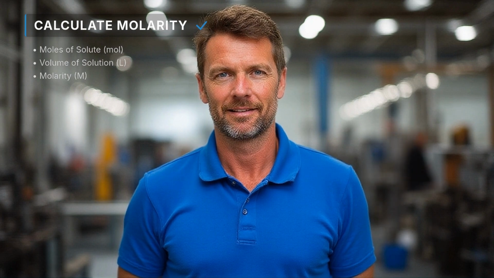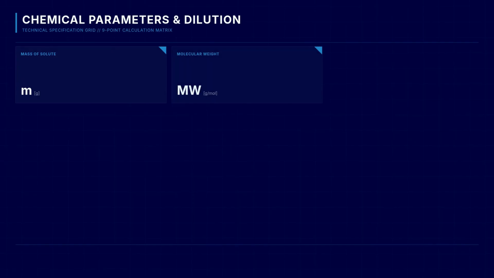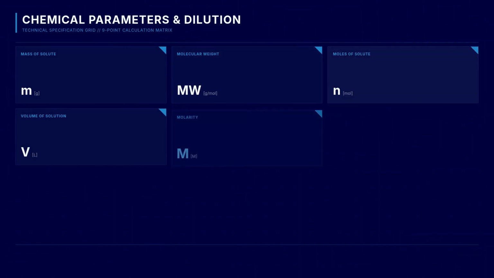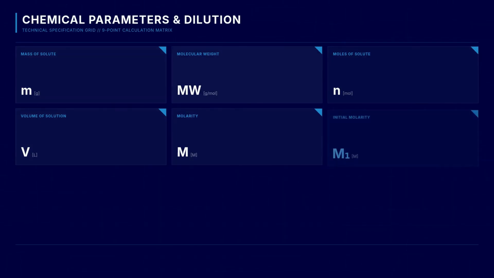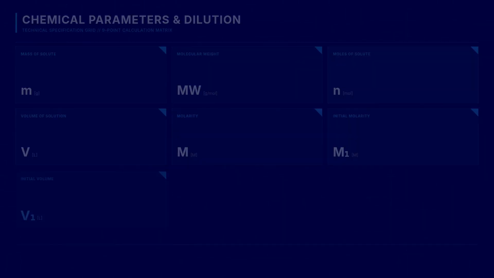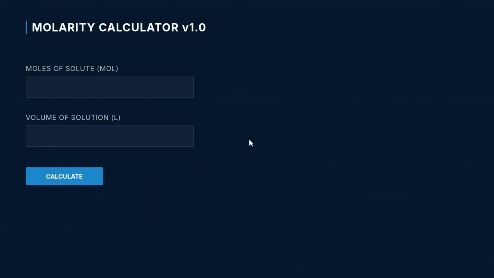The input fields include moles of solute in mol, volume of solution in L, molarity in M, mass of solute in g, molecular weight in g per mole, initial molarity M1 in M, initial volume V1 in L, final molarity M2 in M, and final volume V2 in L. Let's work through an example. I'm entering 10 for moles of solute, 10 for volume of solution, and clicking Calculate.